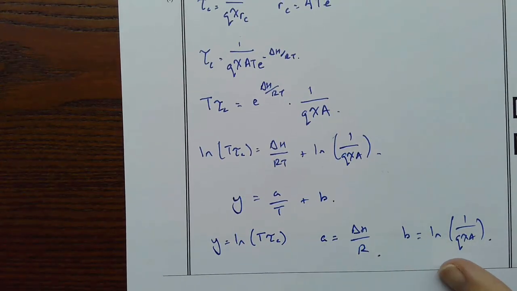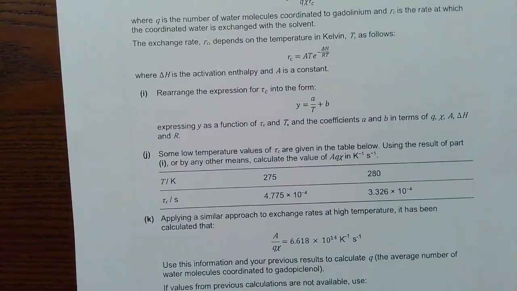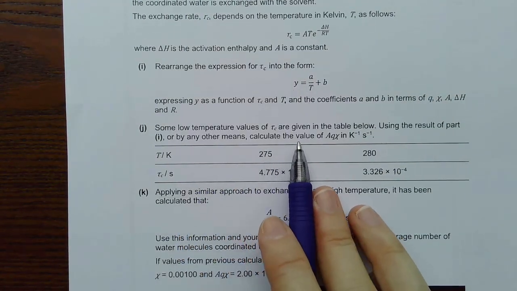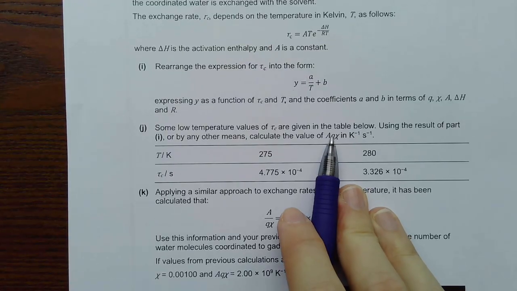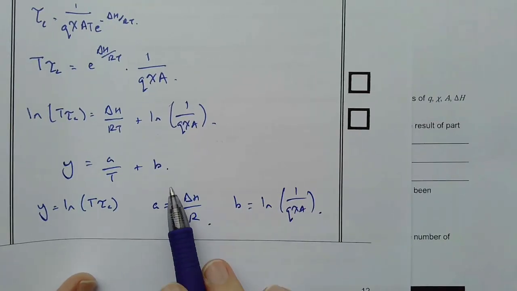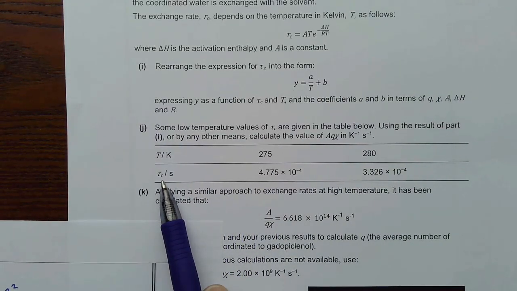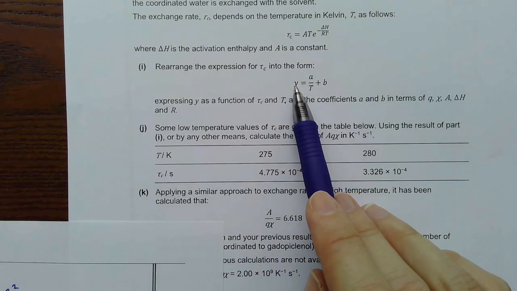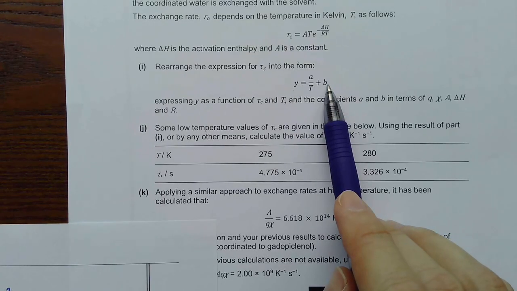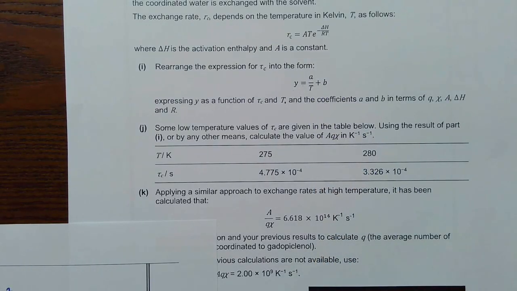Okay, so some low temperature values of tau c are given in the table below. Using the result of part I or any other means, calculate the value of A q chi. So we want to find this here, but essentially we're being asked to find b. Now we're told T and tau c. So we're told what y is, more or less, and we're being asked to work out what b is. So we need to get rid of a somehow.